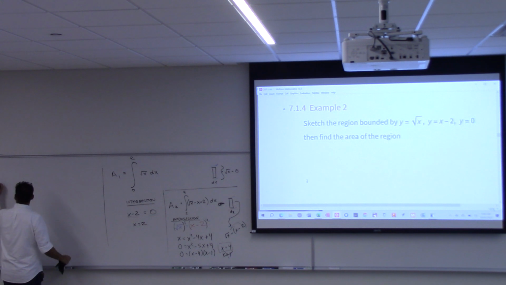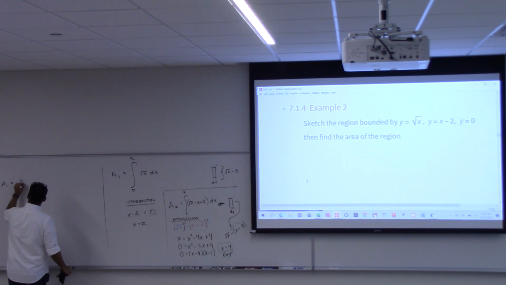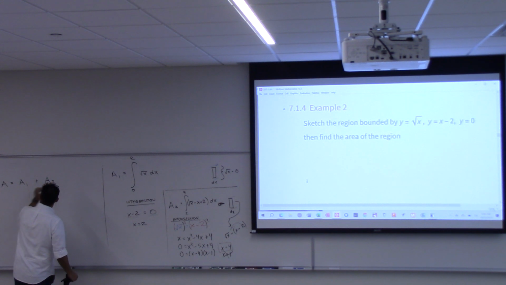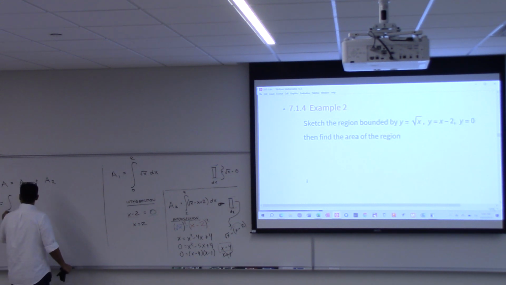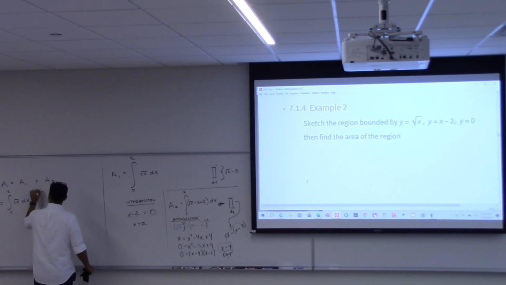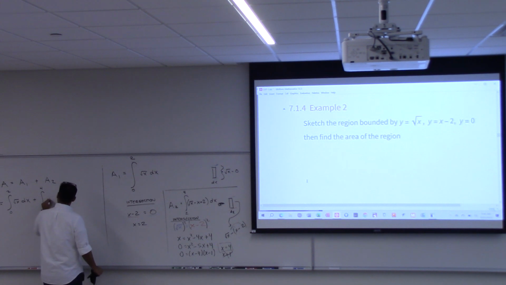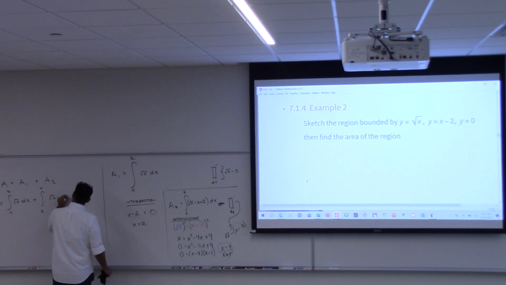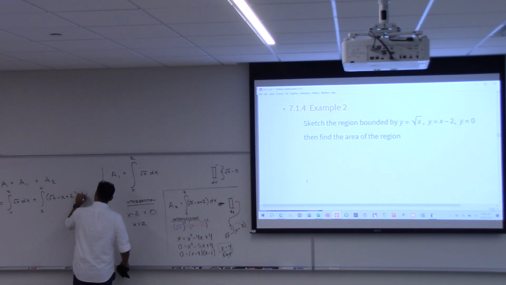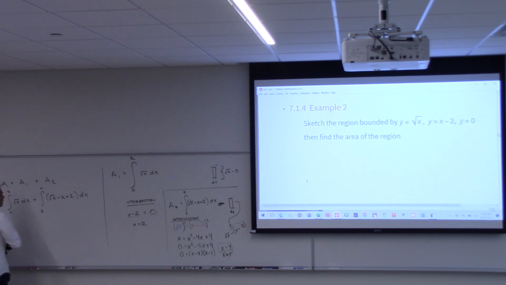So I have basically that my true area, the area is area 1 plus area 2, right? But that's just the integral from 0 to 2 of root x dx plus the integral from 2 to 4 of root x minus x plus 2 dx. You have to do these two integrals separately. You can't combine these integrals together, because this one goes from 0 to 2 and this one goes from 2 to 4. If they both went from 0 to 2, then you could put them together. But you can't because they have different limits of integration.